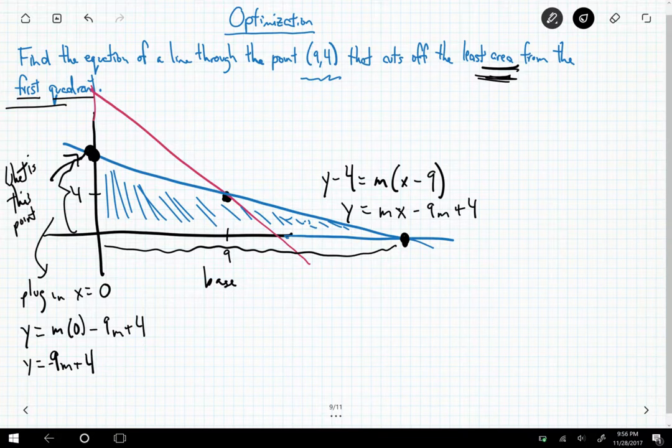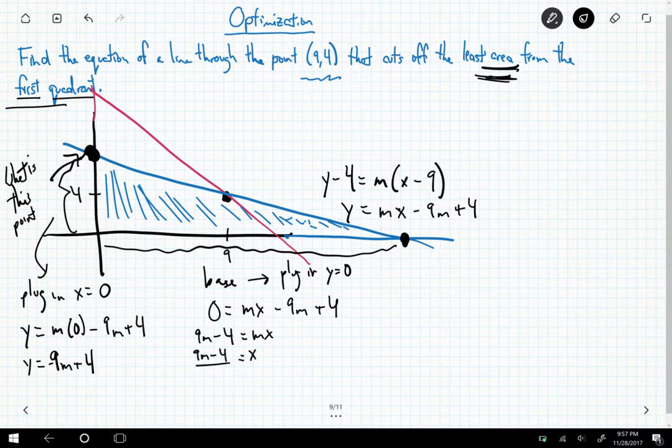Okay, that's good. Now, as for our base, what's happening? Well, that's an x-intercept. So what do we do? We plug in x equal to 0. Or not x equal to 0, my apologies. y equal to 0. So you get 0 equals mx minus 9m plus 4. Notice we're solving for x in this case, so we get 9m minus 4 equals mx. So x equals 9m minus 4, all divided by m.